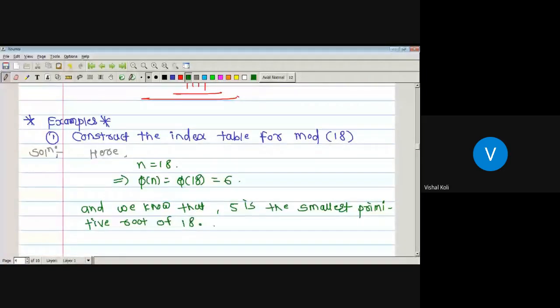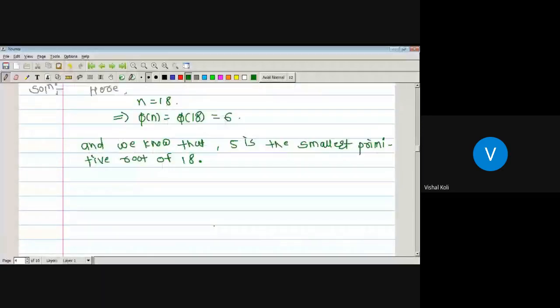Okay, now 5 to the power 1 is congruent to which number modulo 18? 5.